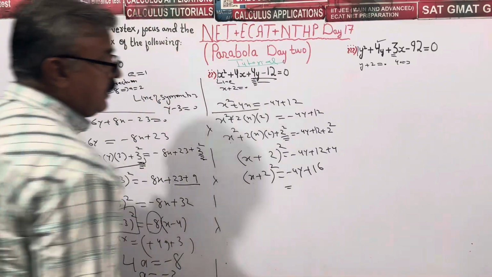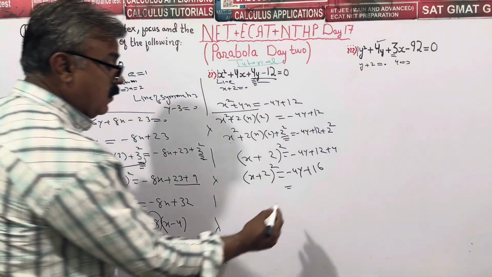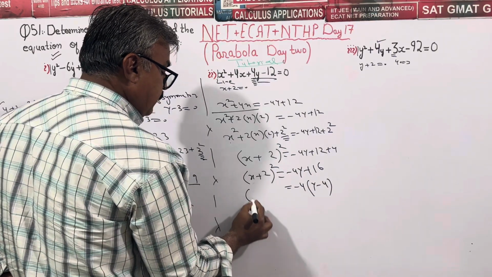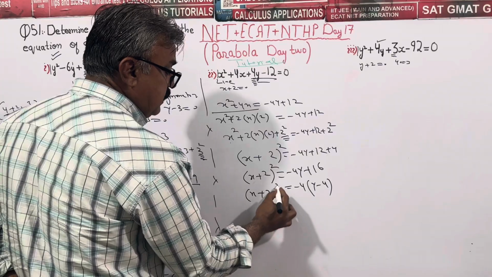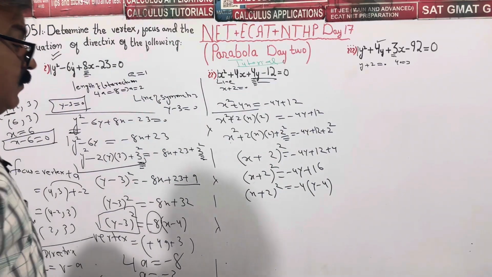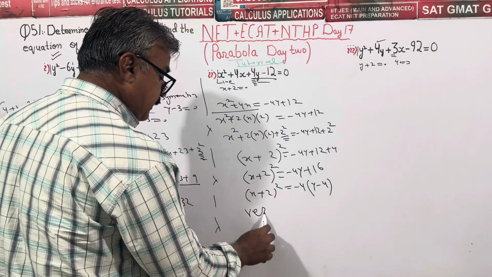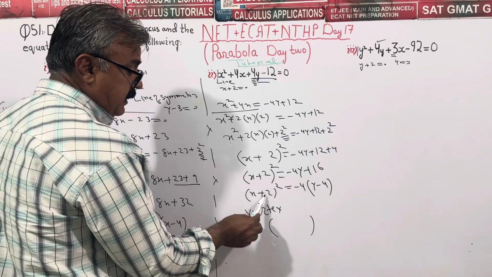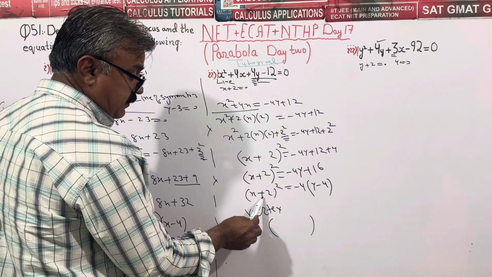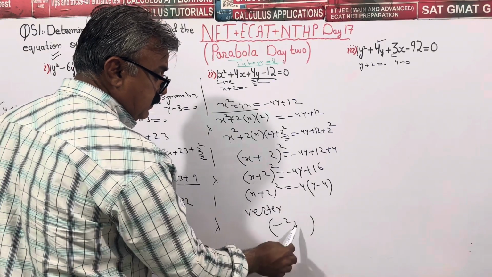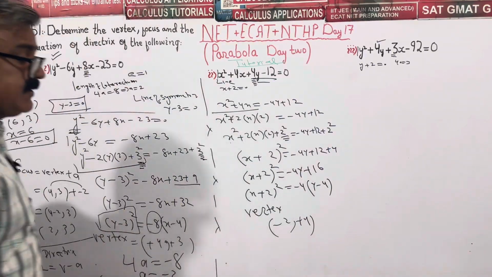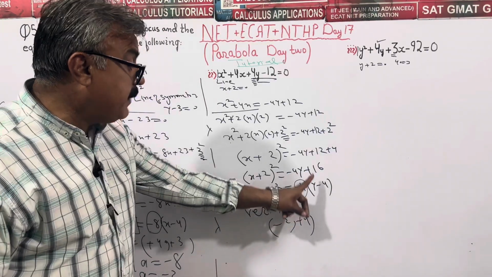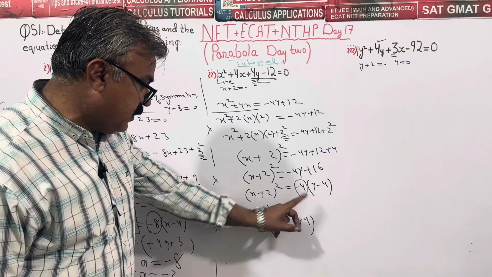Make the coefficient of y also positive 1 by taking minus 4 common. Minus 4 common, we have y minus 4. Now we are in a position to write the vertex. First take the x coordinate by changing the symbol, like the center of the circle. Plus 2 becomes minus 2. Minus 4 means plus 4. That's our vertex.